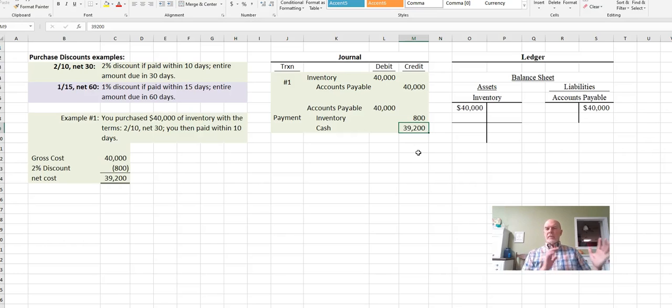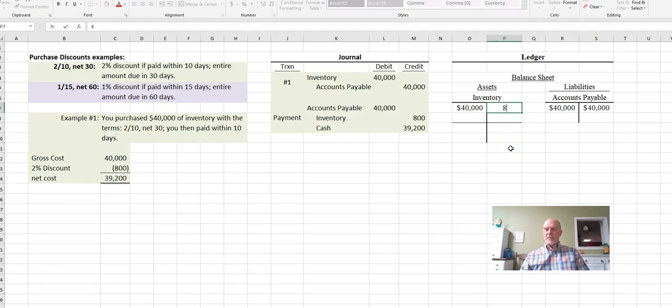Think about this. After making that $39,200 payment, how much do we still owe them? Well, nothing. That's the whole point of a discounted payment. So we're going to eliminate that entire $40,000 accounts payable. And to make the journal entry balance, the discount, we're going to credit that to the inventory.